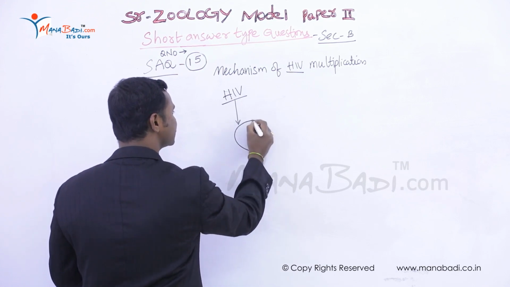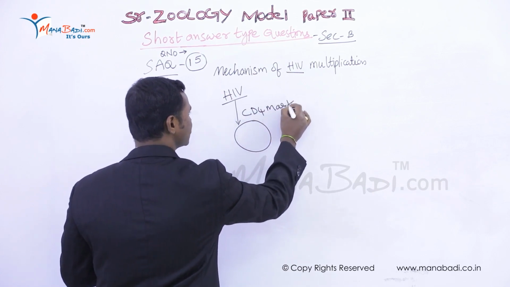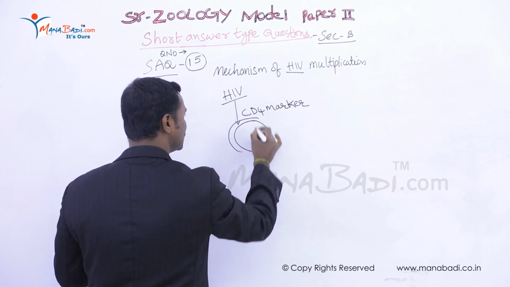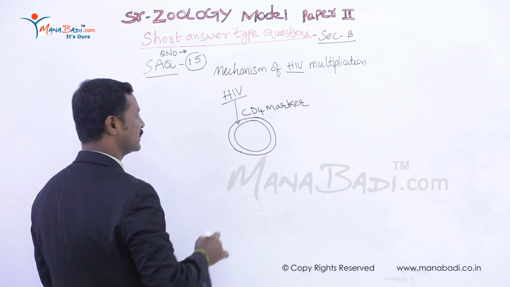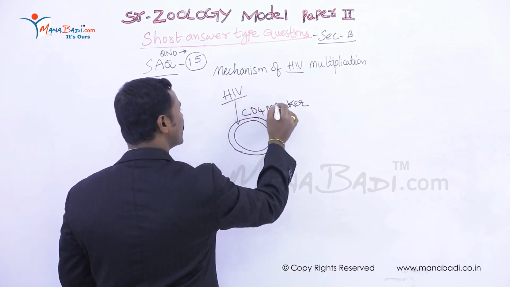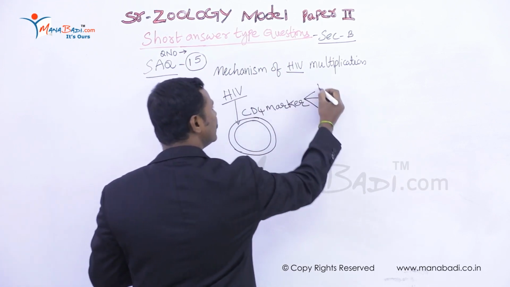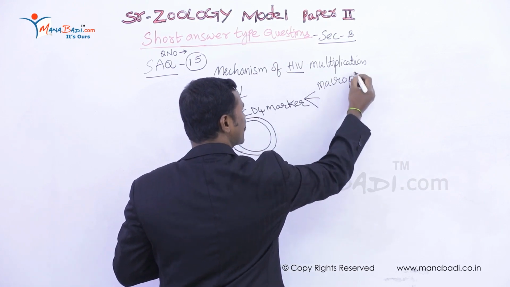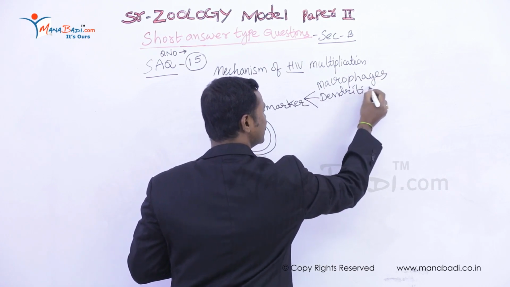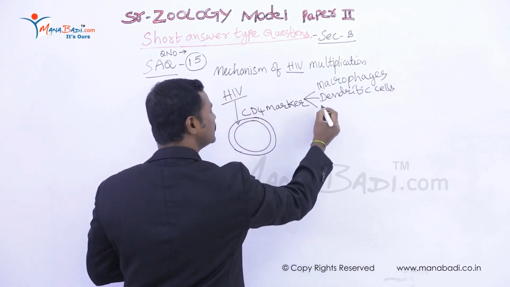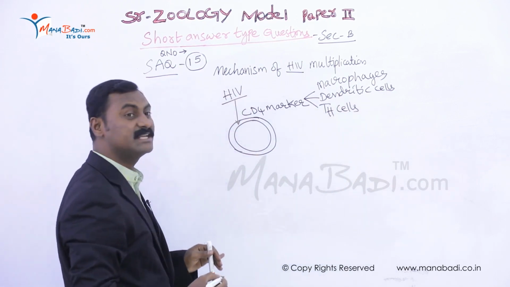Generally, once the HIV virus, which is called human immunodeficiency virus, attacks, it attaches to particular cells. These cells are with CD4 markers. So which cells are attacked? CD4 marker cells are attacked by the HIV. What are the CD4 marker cells? Generally macrophages, dendritic cells, and another one is TH cells. So these are the cells with CD4 markers.